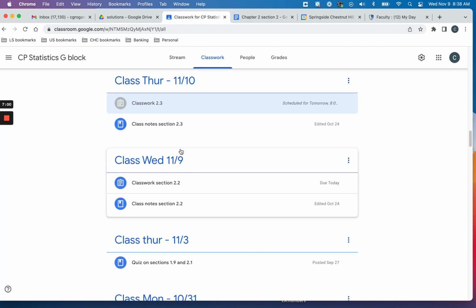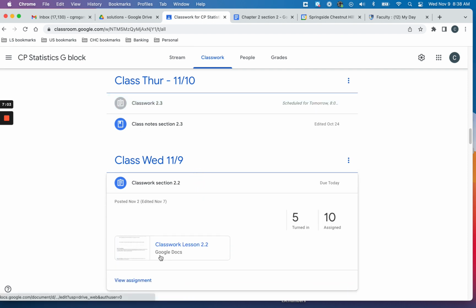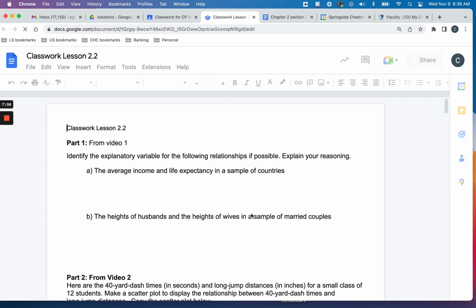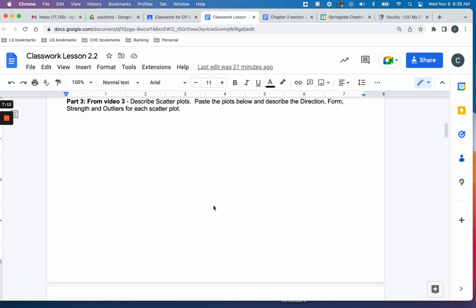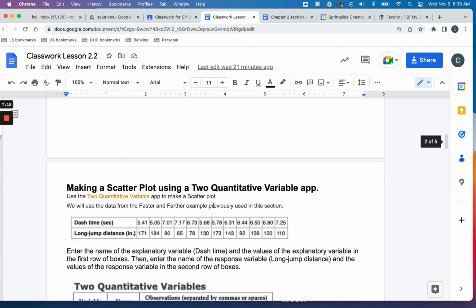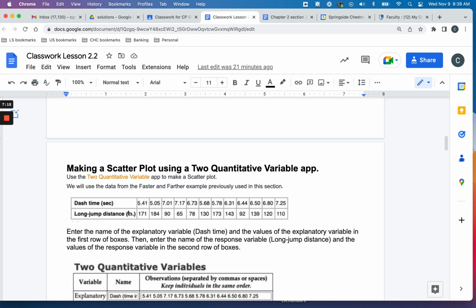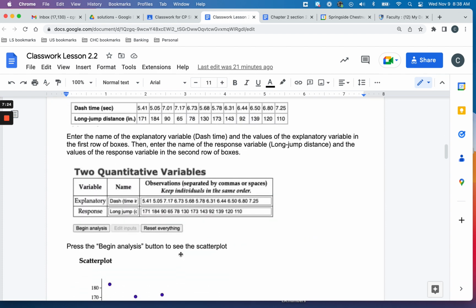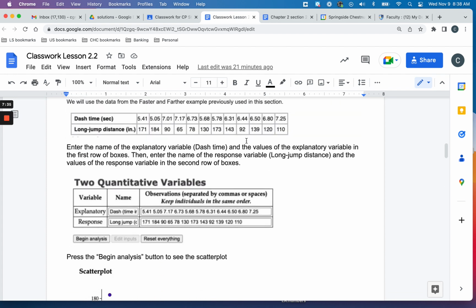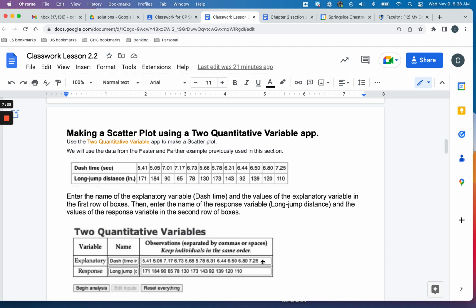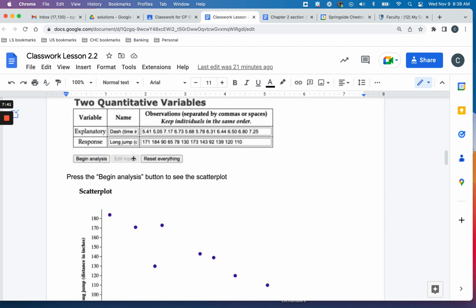Now, if we take a quick look at the homework problems, these are just from the videos. Same old thing. You just watch the video and answer the questions or screen capture, whatever you need to do. This is the same exact one I just did, the dash time and the long jump distance. It shows you how to go through it and use the app. I must have screwed something up because there's a point I had on mine down here that wasn't there. So I either copied something wrong, but just basically take the data, put it into the app, separate them by commas, and see what you get.